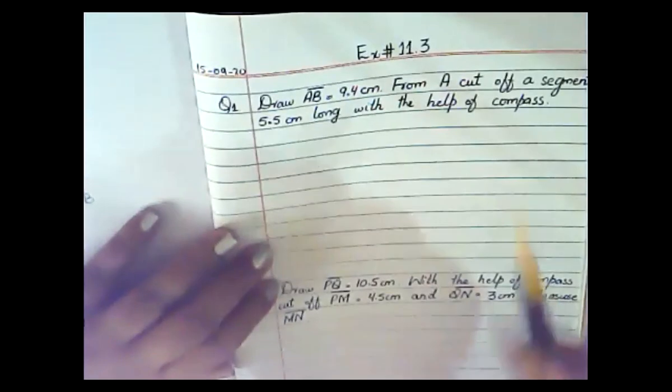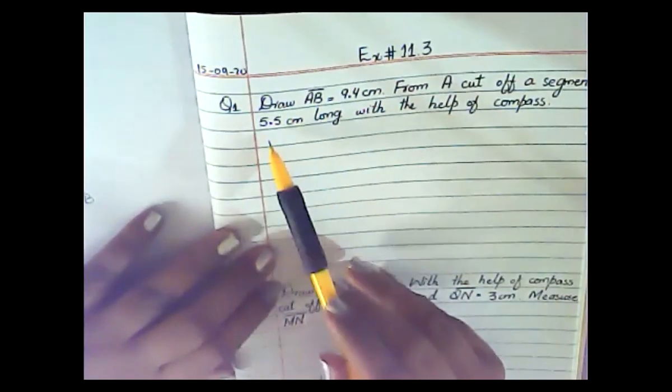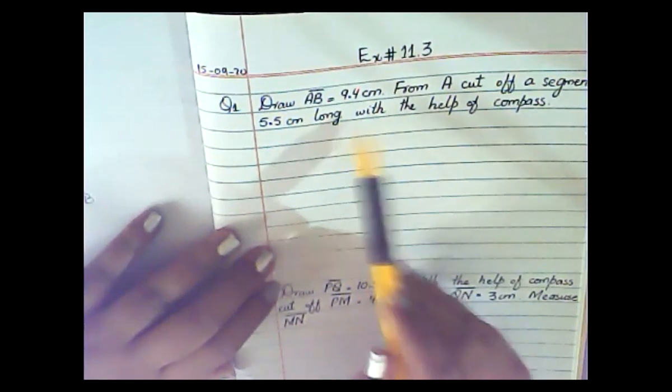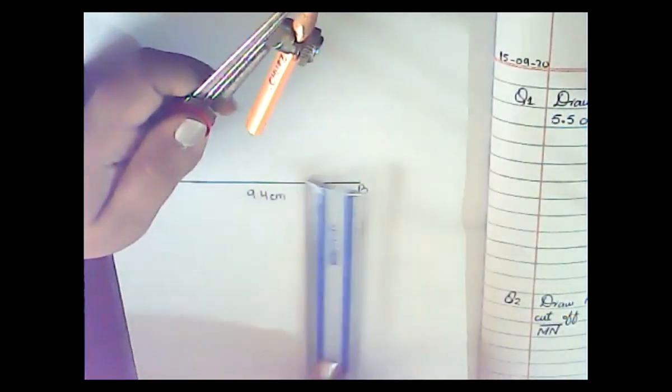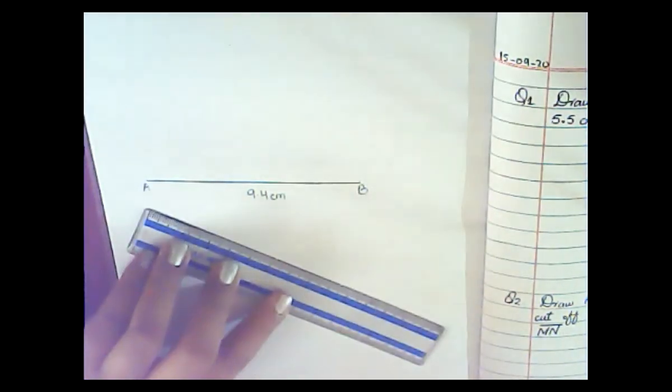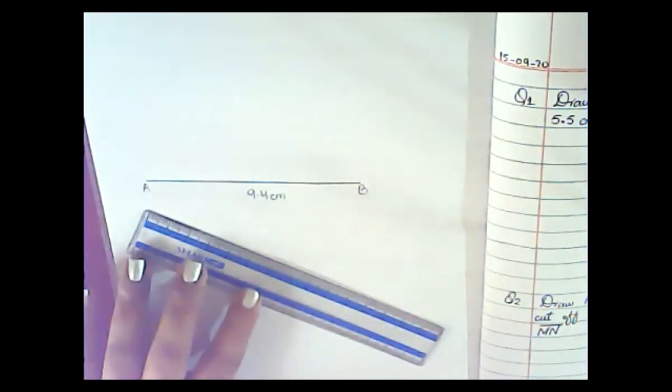Now starting from point A, cut off a segment of 5.5 centimeter long with the help of the compass. Now you have to use the compass here. For this, you will require a compass and obviously a scale. You are going to place your scale here and then open the compass approximately 5.5 centimeter long. So how will you open it? You will open it with the help of the scale.